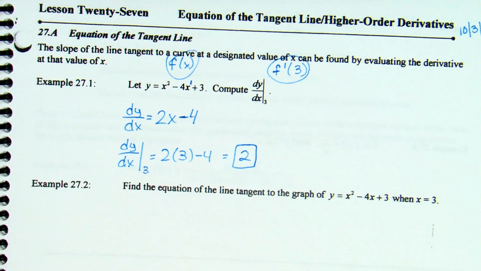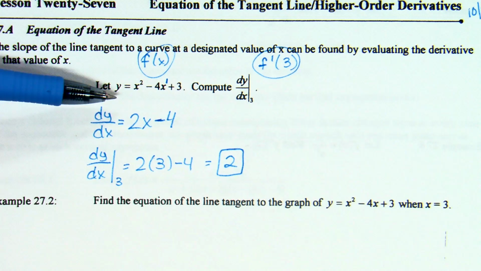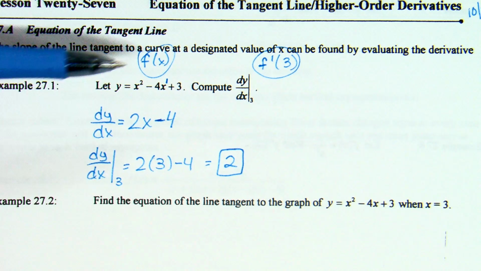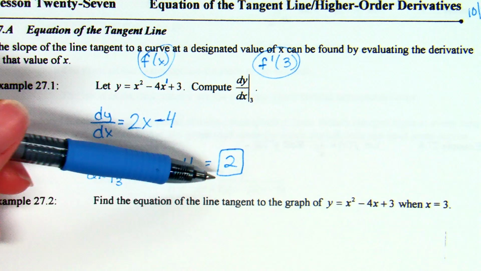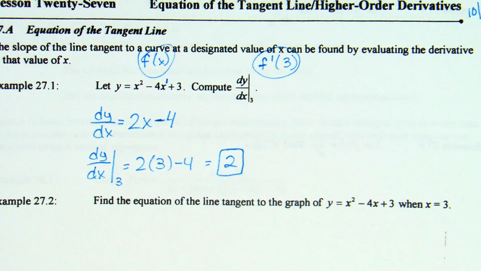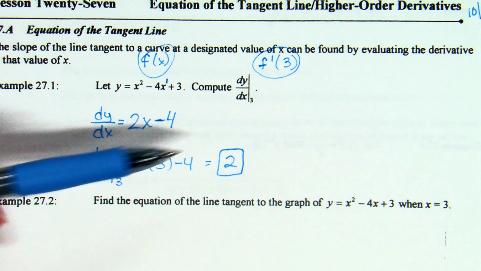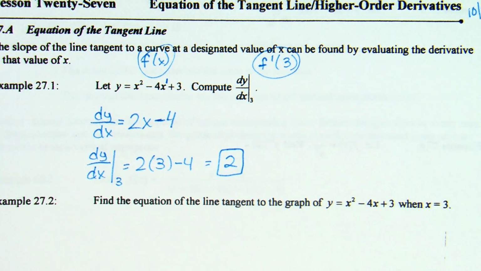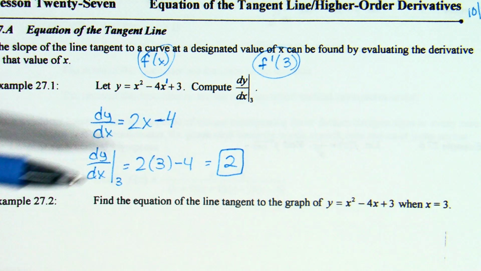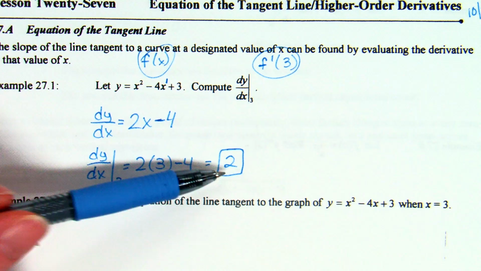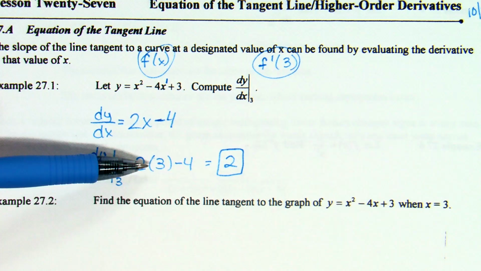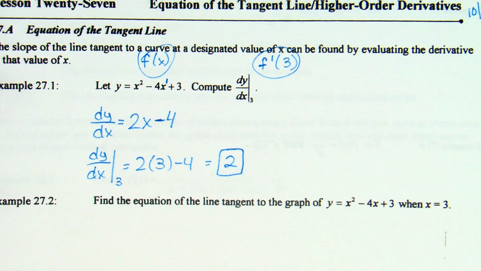So given this equation, x squared minus 4x plus 3, this is a parabola, right? When x equals 3, the slope of the tangent line is 2 at that point. When you have that parabola, you can draw tangent lines any place on it. They're not all going to be the same because it depends on where you're at. But the slope would be 2 at x equals 3. At 3 comma something, whatever ordered pair that is, the slope is 2 at that point on the graph.